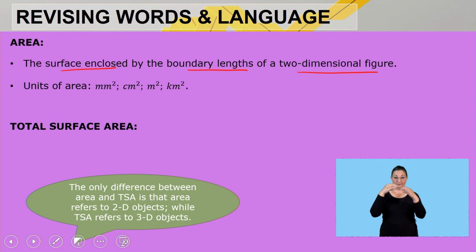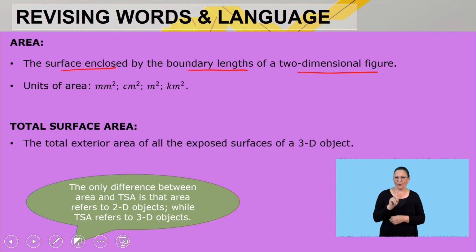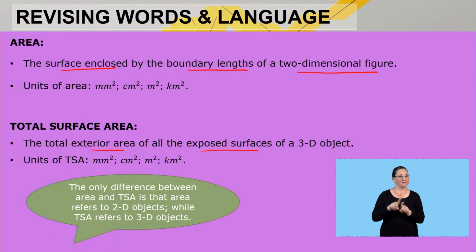Then we also said the focus of today's lesson is also surface area. So what is total surface area? It's the total exterior area of all the exposed surfaces of a three-dimensional object. The units that we use for total surface area are also the same as with your area: squared millimeters, square centimeters, squared meters, squared kilometers. And then I have a last bullet here that says the only difference between area and surface area is that area refers to a two-dimensional object, while your total surface area refers to a three-dimensional object.